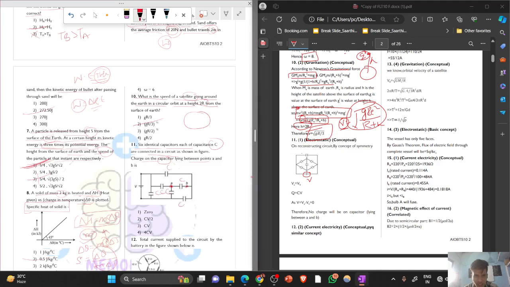Taking the points, this is point A, this is B, and this is another point X. You can say A, B, C, and X. All the capacitors are connected between these points.